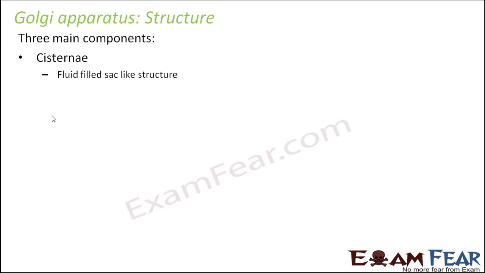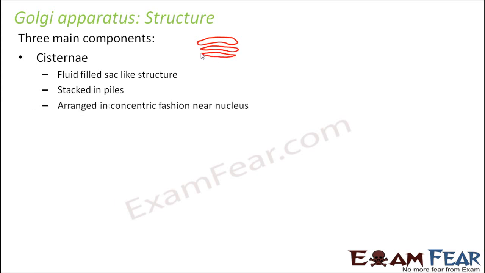Now let us look at the structure of Golgi apparatus. There are three main components as far as the structure is concerned. Cisternae, which are nothing but fluid-filled sac-like structures, which are stacked in piles parallel to each other. These structures, which I told you, right? These kind of structures, which are arranged parallel to each other, are known as cisternae. They are arranged in concentric fashion near the nucleus. So let us suppose if this is the nucleus, this is the way they are arranged. In a concentric arrangement, if this is the center, the circles are arranged like this, around the center.